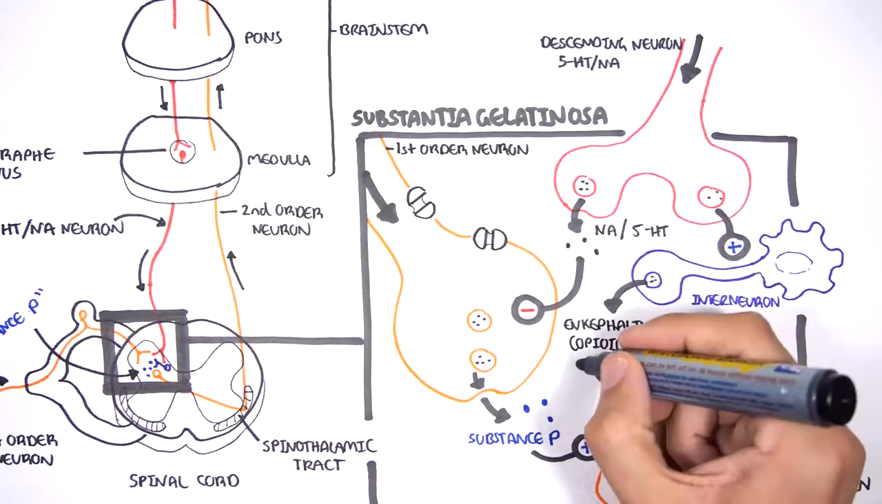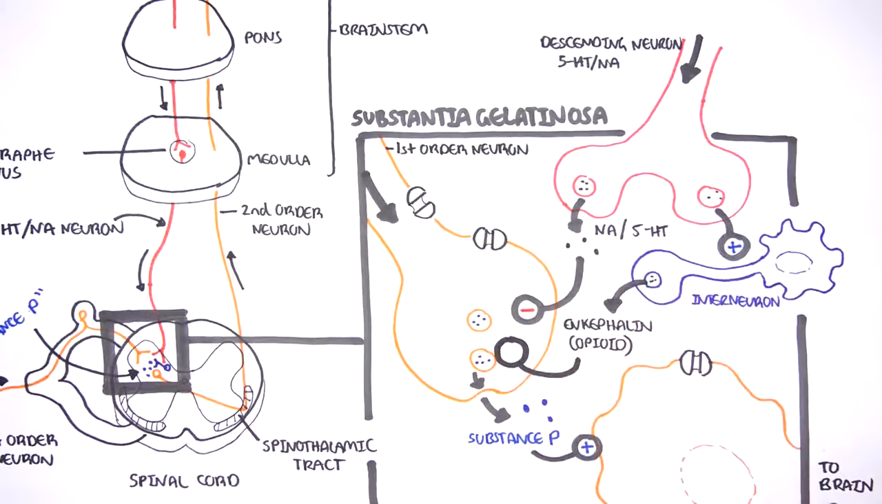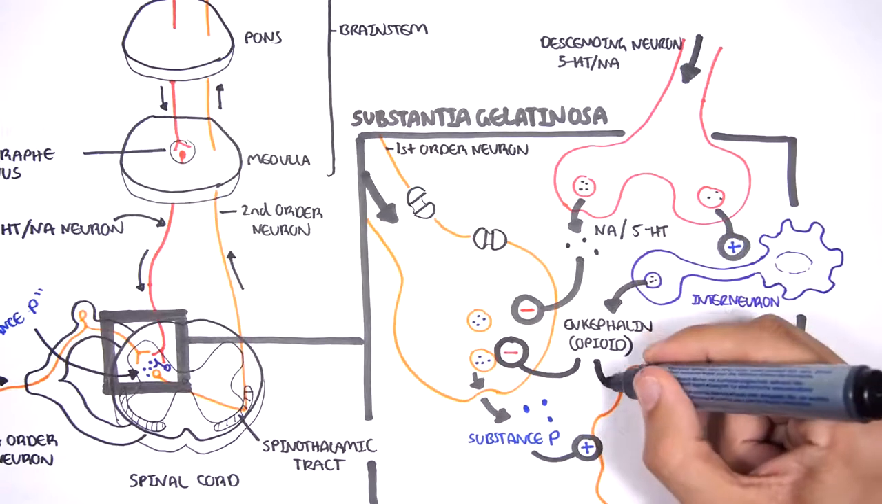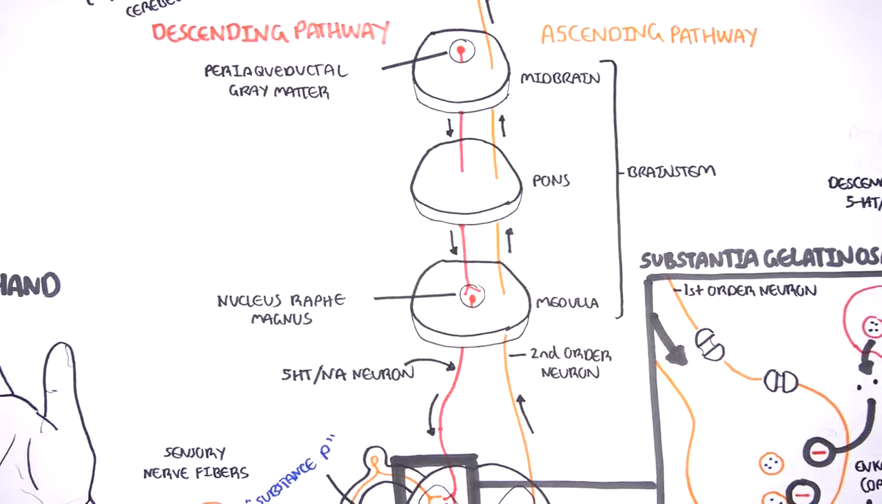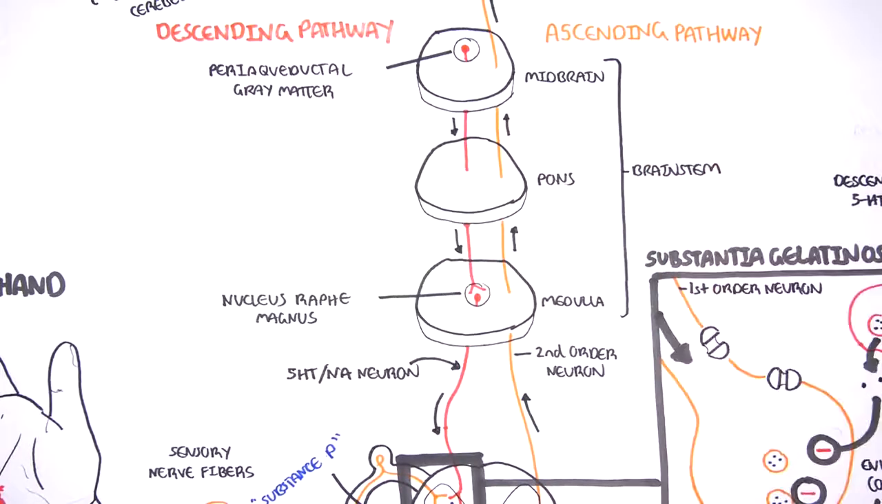One, it will inhibit the presynaptic neuron from releasing substance P. And two, it will inhibit the postsynaptic neuron from depolarizing and thus stop the continuation of the impulse up to the thalamus. All in all, opioids such as enkephalins will inhibit the ascending pathway of pain. So that was an overview of the ascending pathway and the descending pathway of pain.